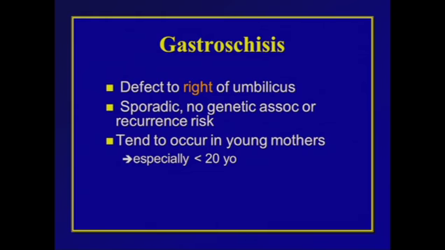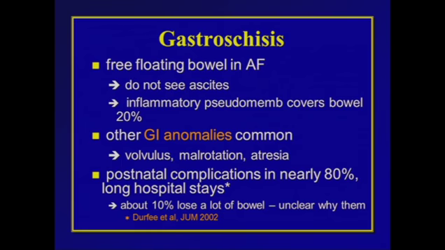The defect, as I just said, does occur to the right of the umbilicus. This is a sporadic defect with no genetic associations and no recurrence risks. It does tend to occur in younger mothers, meaning in particular mothers under the age of 20. To make the diagnosis of gastroschisis, we look for free-floating bowel in the amniotic fluid.